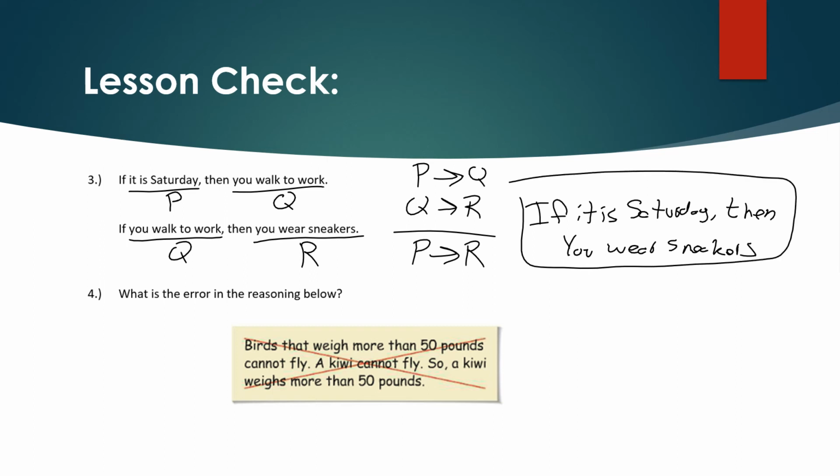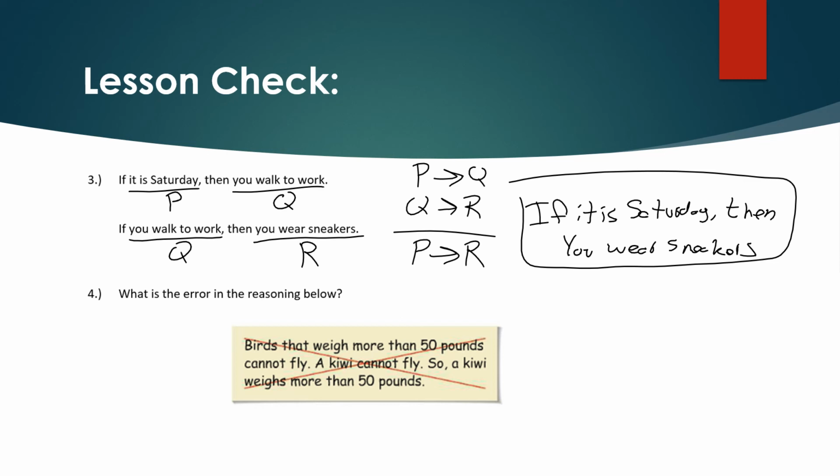And number four, what is the error in the reasoning below? It says birds that weigh more than 50 pounds cannot fly. A kiwi cannot fly. So a kiwi weighs more than 50 pounds. Ooh, so what error are they doing here?